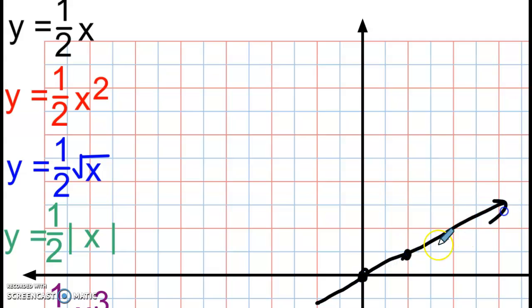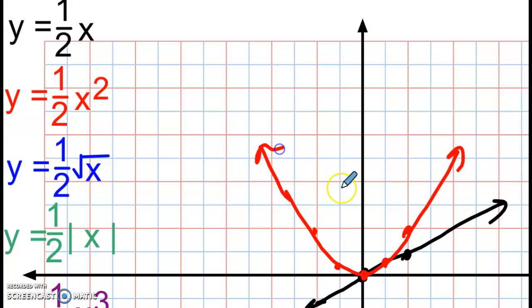It's not as steep, right? It has the slope of a half. 1/2 x squared, I'm still here at 0, 0. When I put 1 in, half of 1 is only a half. Negative 1 gives a half. 2 squared is 4, but then I'm taking half of that, 2. I'm only up to 2. It's a wider parabola. It's still a parabola. It's just wider, just like the line is not as steep.